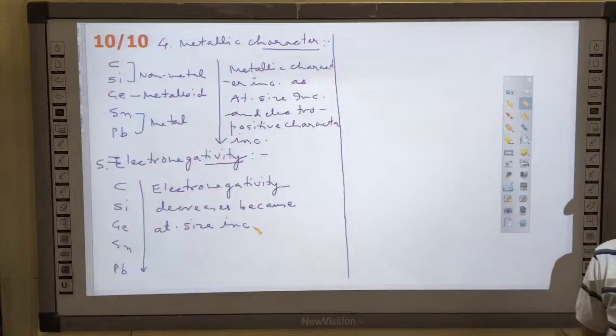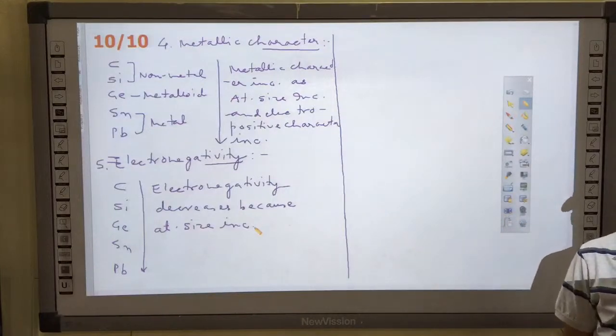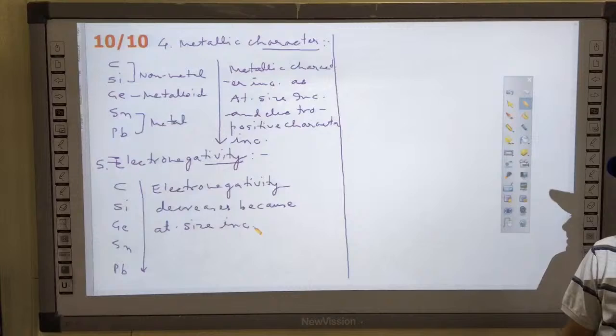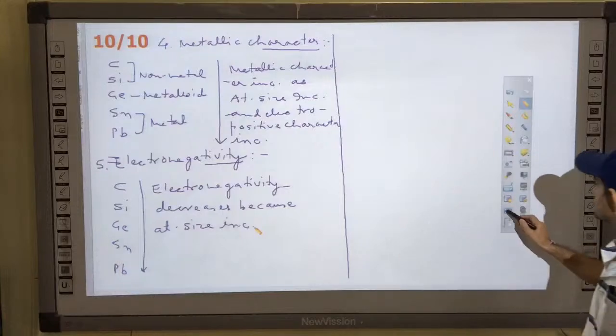But what is electronegativity? It is the tendency to attract shared electrons. So if the size of an atom is smaller, it has a greater tendency to attract the electron pair toward itself. Therefore, carbon is considered to be more electronegative as compared to the rest of the elements. Okay, this was number 5.